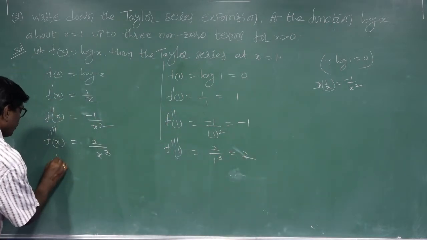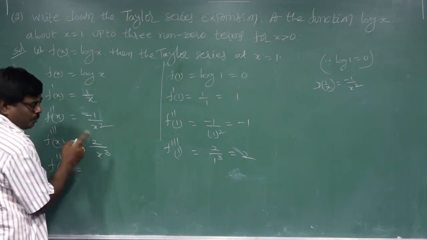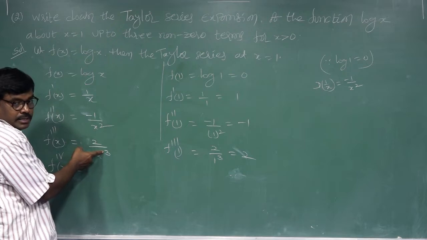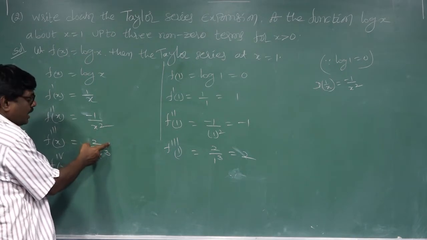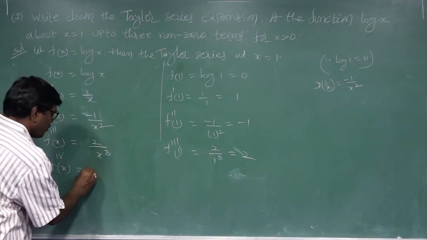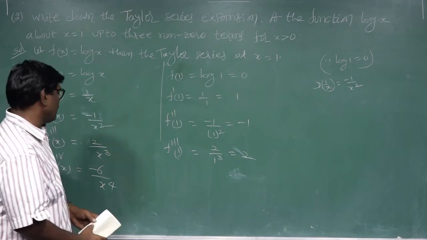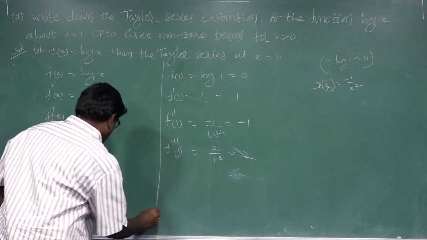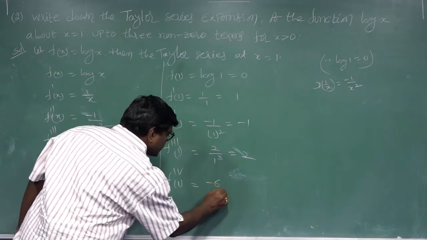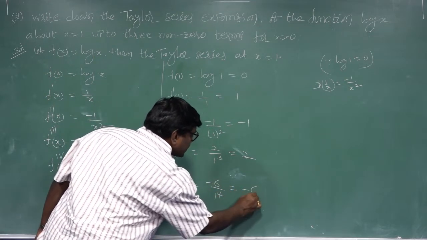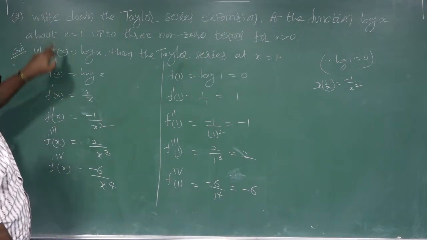Next, the fourth derivative. Simple technique: this is the power 3, the numerator minus 2 times minus 3 gives minus 6 by x power 4. So the fourth derivative of 1 equal to minus 6 by 1 power of 4 equal to minus 6.